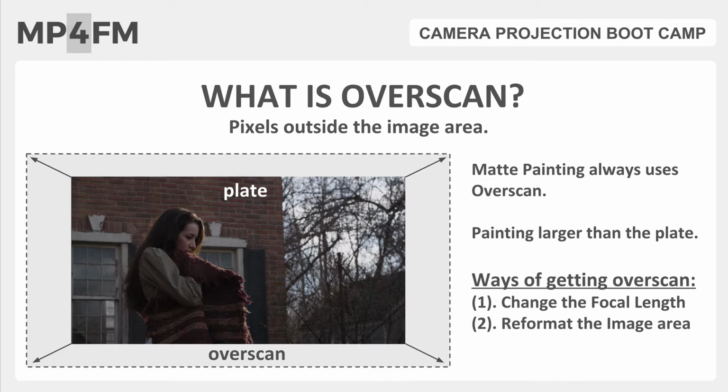The first one, which we're going to be spending most of this video talking about, is changing the focal length. And the second one is reformatting the image area. Once you understand how focal length works and how to use it to create overscan, then the second method of reformatting the image area is going to be a lot more clear to you. And so we're going to be taking it in that order. So let's go ahead and start talking about focal length.